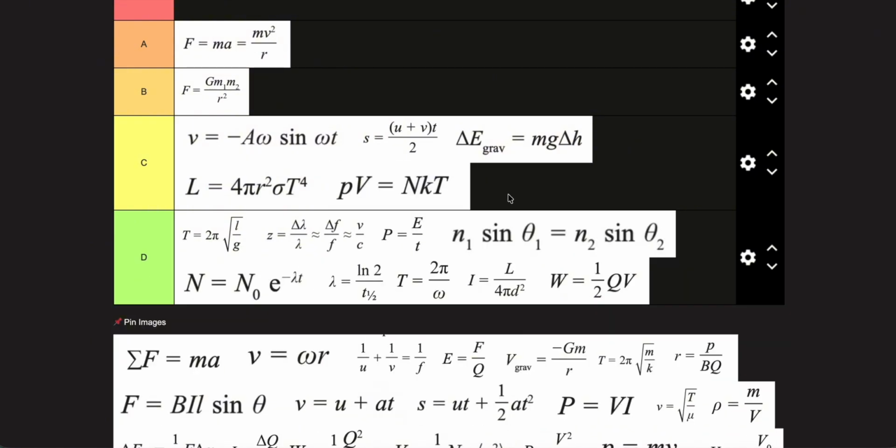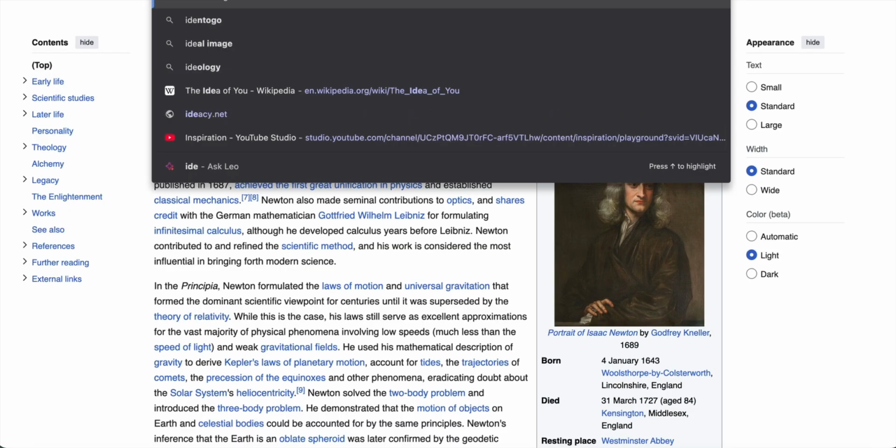Okay, PV equals NkT, the ideal gas law. Also tier C, okay? Students do not find this kind of problem easy. Is this a fundamental equation? Kind of is. It was discovered. When was the, okay, ideal gas law? Let's see, I actually don't know.